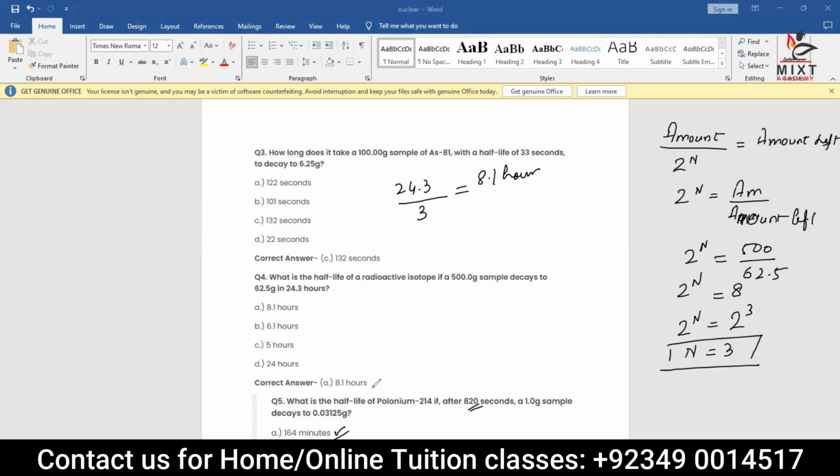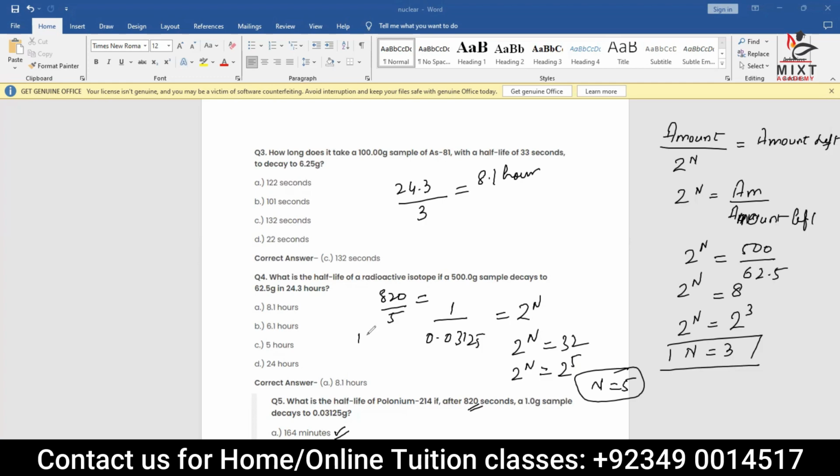What is the half-life of plutonium if after 820 seconds 1 gram of sample decayed to this much. Same formula: the amount is 1 and it decays to 0.03125, and that is equal to 2 raised to the power n. What is the value of 1 upon 0.03125? 32. So 2 to the power n is equal to 32. It means 2 raised to the power 5, so the total number of half-lives is 5. This is 820, so the half-life is 820 divided by 5. So what is it? 164.